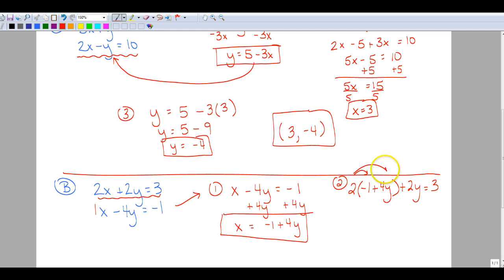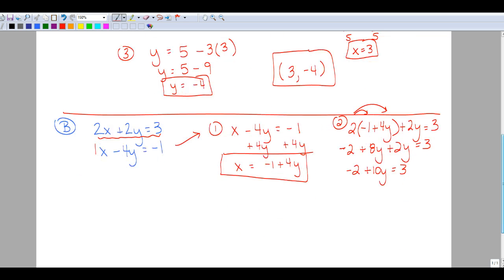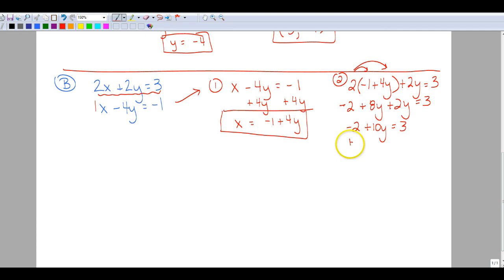So I'm going to distribute the 2, and I have negative 2 plus 8y plus 2y equals 3. Or negative 2 plus 10y equals 3. And then I'm going to add 2 to both sides, and I get 10y equals 5. And then I divide by 10. So y is going to be 5 divided by 10, or 1/2. If you want to write it as a decimal, you can. So now I've solved for a variable, and now what I'm going to do is take what I got from step 2 and plug it into step 1.